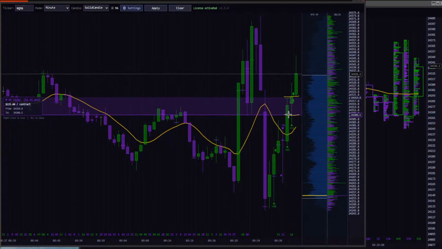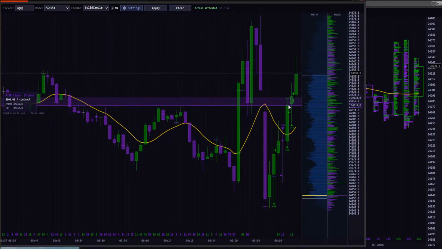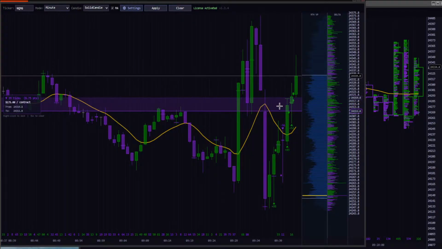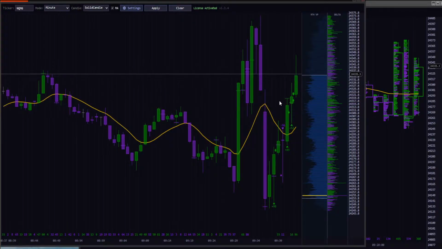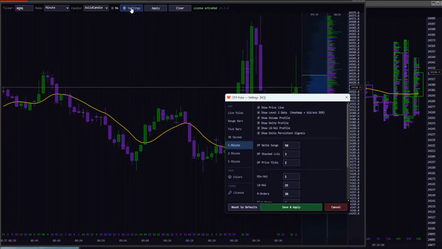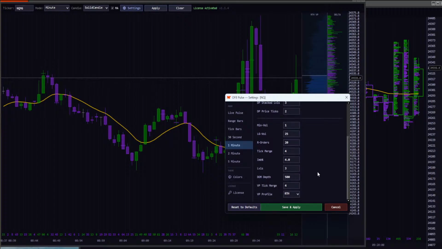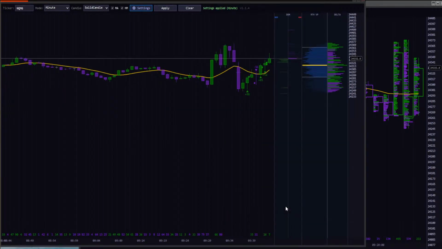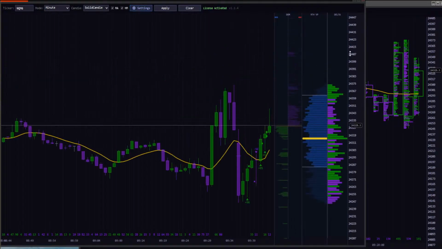That's like a $200 stop. That's roughly about 10 points right there. Once you start getting up into this area right here, you really have to start thinking about taking your profits. I'm going to tick merge the profile because this thing is just really squirrely this morning. So I just tick merged the profile to 2 points.